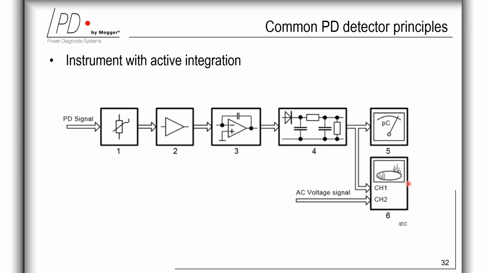And the figure in this slide is showing the block diagram of an instrument with active integrator with an attenuator and an amplifier, followed by an integrator. Here, peak detector and an evaluation unit, and then ultimately again the meter and an oscilloscope. Here, the evaluation unit has the task to ensure that the behavior is in accordance with the weighing curve of IEC 60270.